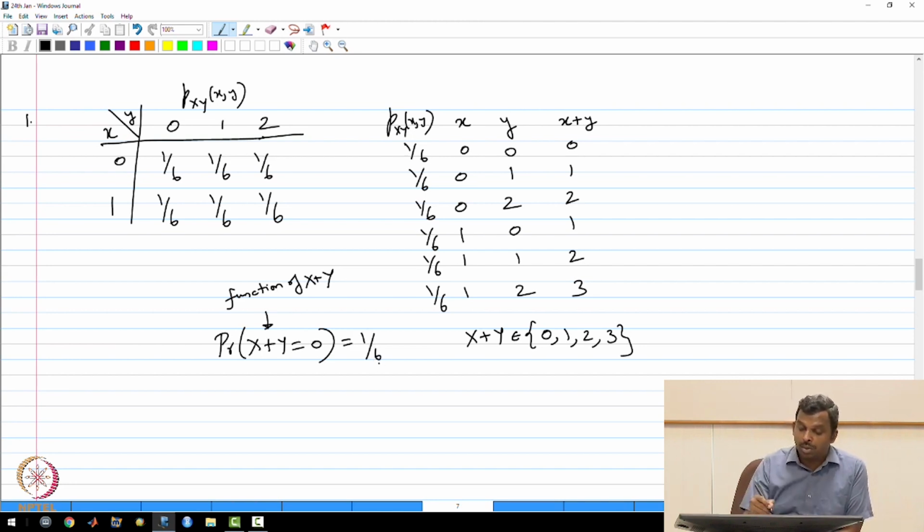So in fact, from this table, what do you read out? You can see that this probability is actually the same as the probability that x equals 0 comma y equals 0, and that is 1 by 6. Quite easy, straightforward.